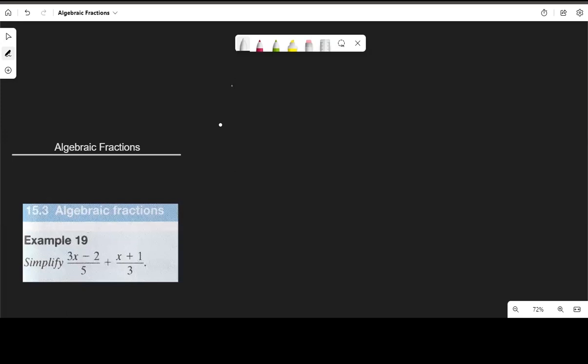So the first question here says simplify (3x minus 2) over 5 plus (x plus 1) over 3. If I have a fraction like this, just like we used to solve the normal fractions, the common fraction without an unknown variable, the first thing we do is to look for the LCM of the denominators. In this case, the LCM of 5 and 3 is 15.